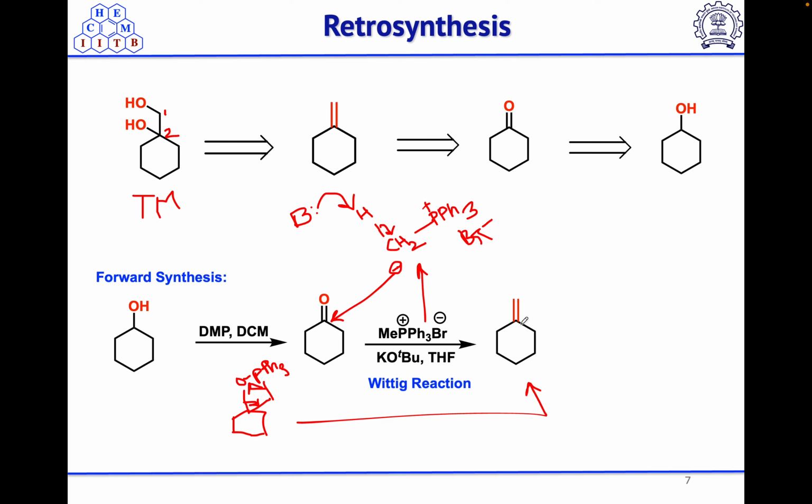Now from the olefin, how can we get this 1,2 diol? Very common. There is a very common oxidizing agent known as osmium tetroxide. If we treat this olefin with osmium tetroxide, we will easily get this 1,2 diol, right?